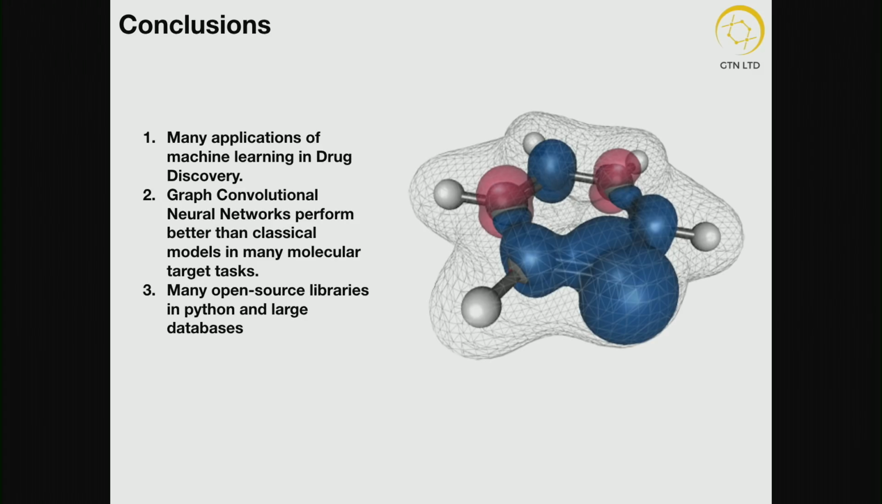So to sum it up, there's many different applications of machine learning in drug discovery. This is an endless number of areas where this can be applied, and I think looking at graph convolutional neural networks in particular is really interesting, and modeling molecules as graphs is an interesting approach to featurizing data sets.